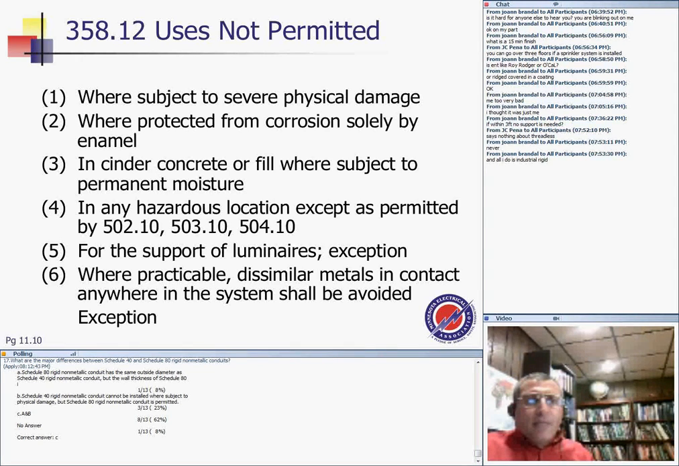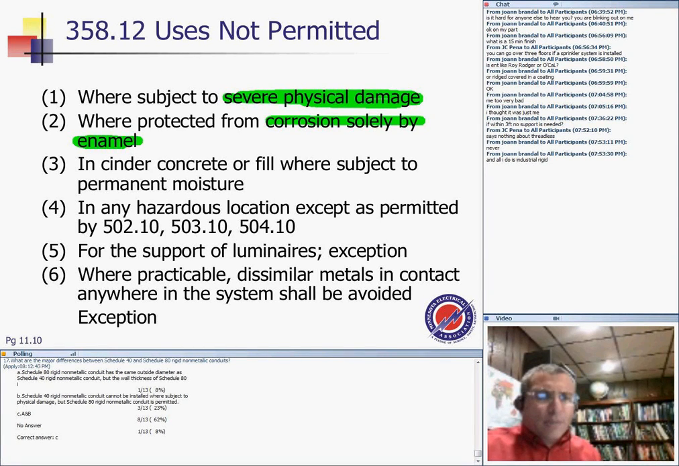If Chad drives his Suzuki right into it, that's called severe physical damage. You cannot use it to protect your conductors from that. Again, corrosion: it's protected from corrosion only by enamel. You have to have extra corrosion protection. You can use it in a highly corrosive environment only if you protect it. And cinder concrete fill subject to permanent moisture. Again, it's not your conduit of choice when it comes to corrosion, guys.